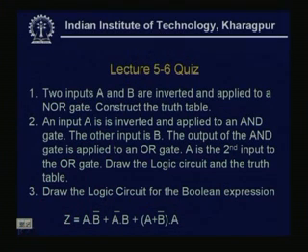Today we will continue the discussion on Boolean algebra, but before that, first we see the answers of the last two lectures' quiz, the lecture 5 and 6 quiz. So, the first question was: the two inputs A and B are inverted and applied to an OR gate, construct the truth table.